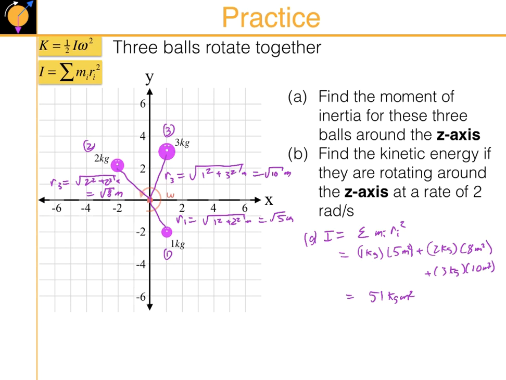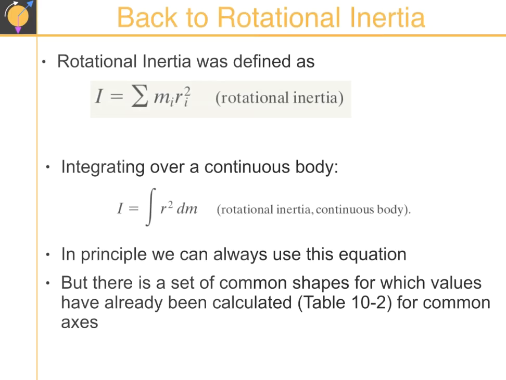So if I wanted to calculate the kinetic energy in this case, it'll be 1/2 I omega squared. So plugging in the numbers for that again, it'll be 0.5 times 51 times 4. So it will be 102 joules. So that would be the kinetic energy of rotation for those three spheres around the z-axis.